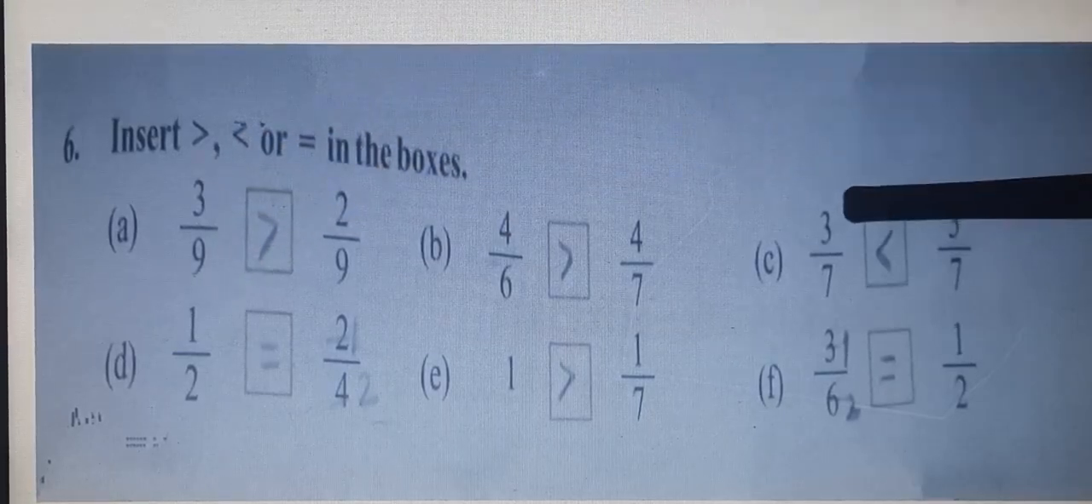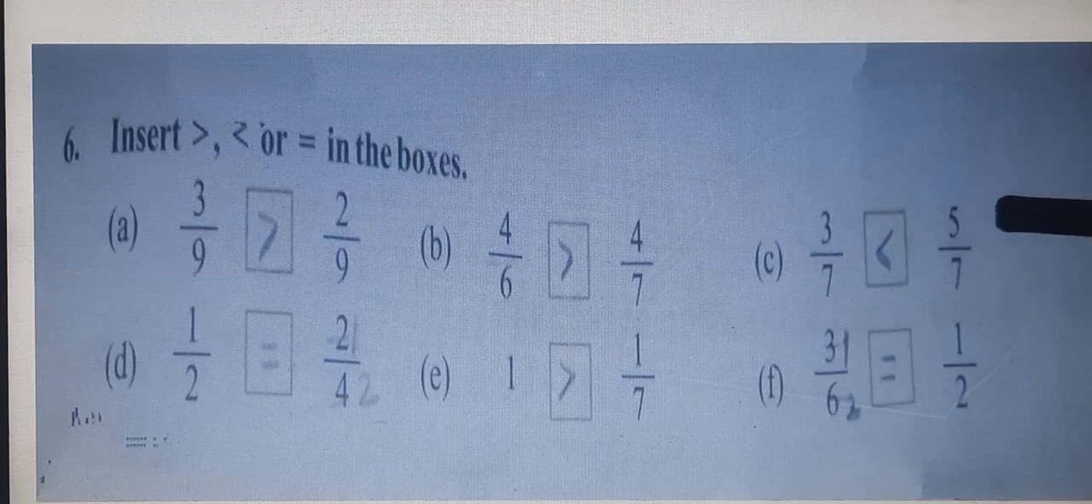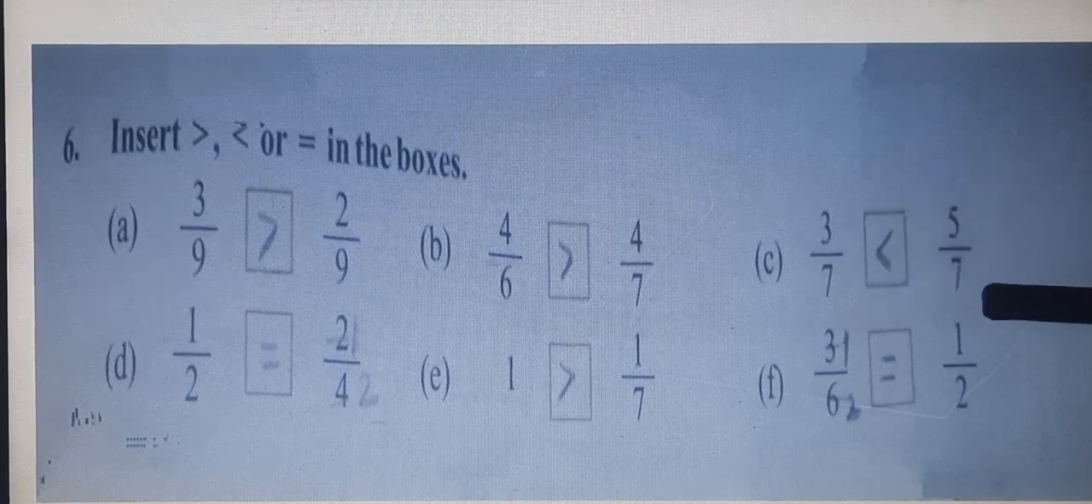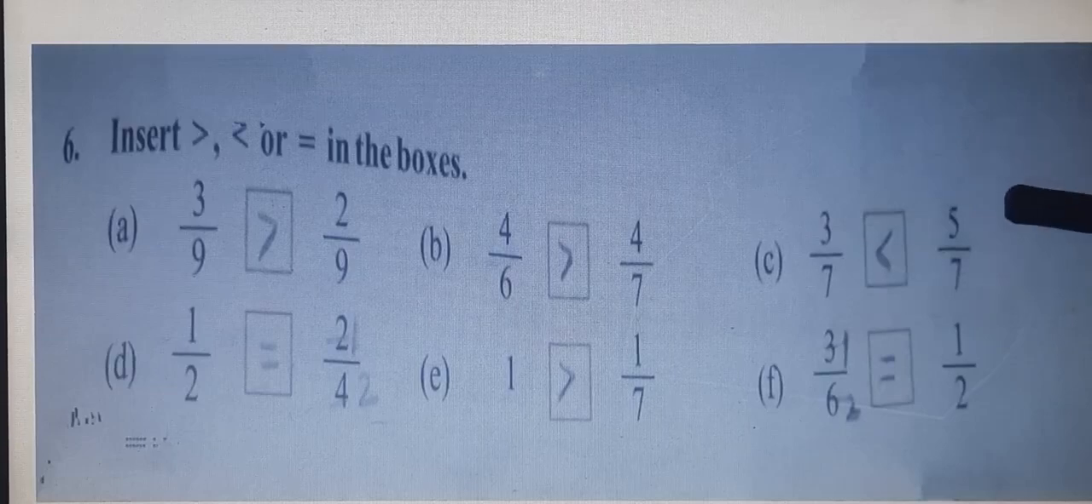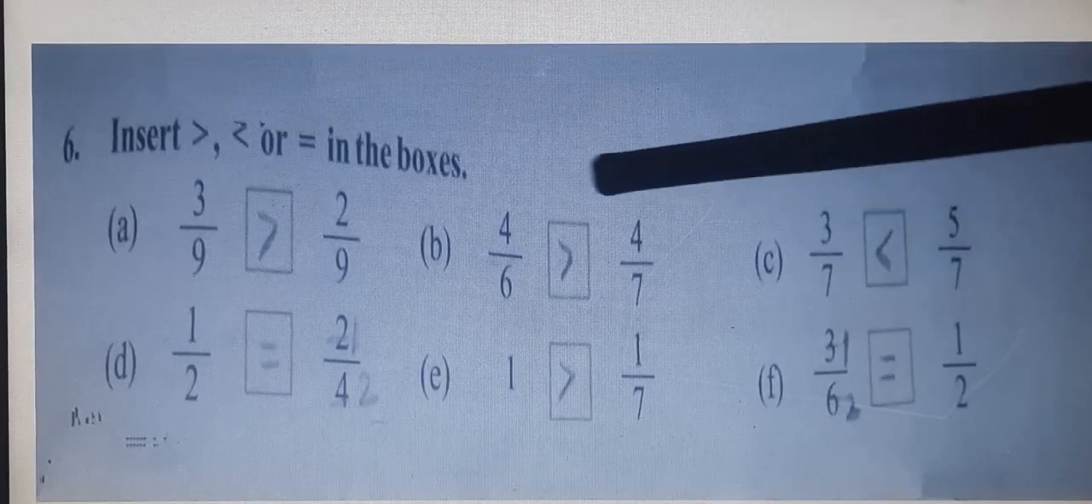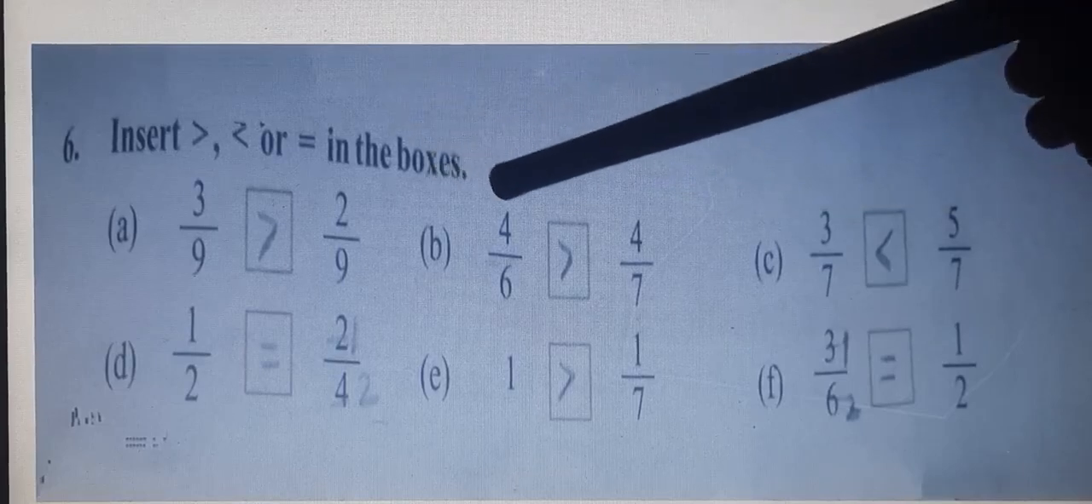Right? Same here. 3 upon 7, 5 upon 7. 5 is greater. So 5 upon 7 will become greater than 3 upon 7. Or 3 upon 7 is less than 5 upon 7. Right? Now, see this next part.